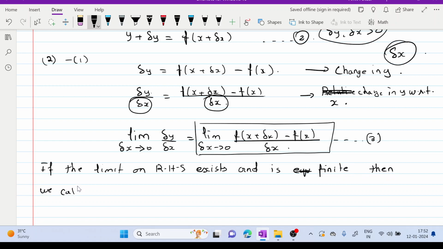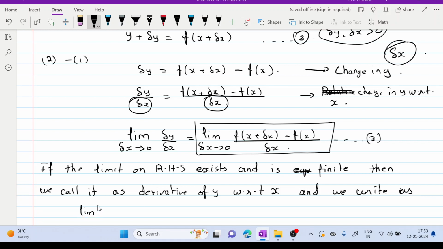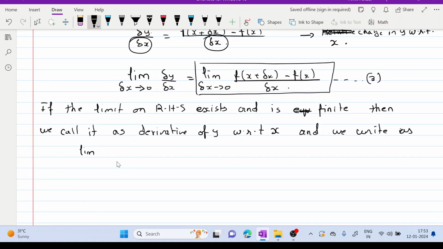we call it the derivative of y with respect to x, and we write it as limit as delta x tends to 0 of delta y by delta x is equal to dy by dx, which is also equal to this value.